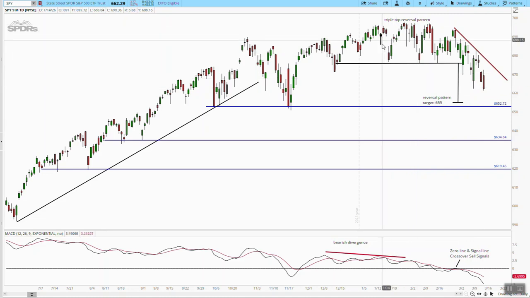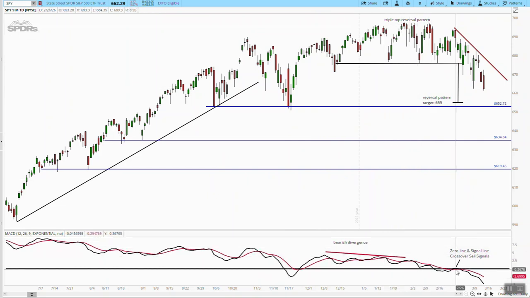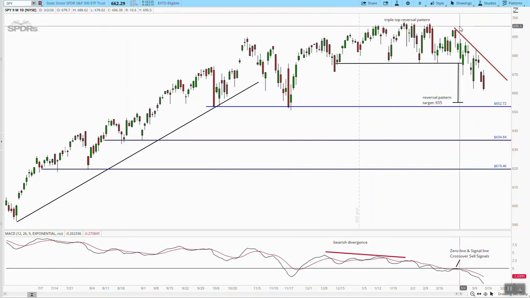So the minimum target of this kind of pattern would be down at about 655, which corresponds to this other support level here at about 652. Now we do see the bearish divergence was confirmed on a short-term chart as well as we went into this reversal pattern, and then recently at the end of last month we did get a zero line and signal line crossover here in the MACD.